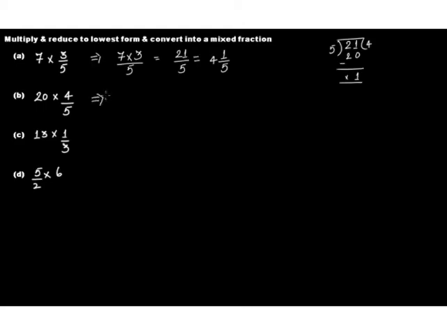This one, 20 times 4 by 5, so 20 times 4 and divide by 5, this will be 80 by 5, and this will give you what? If you try to simplify 80 by 5, the highest common factor of 80 and 5 will be 5. So this will be reduced to 16 divided by 1. Why? Because if the highest common factor is 5, you divide the numerator by 5, you'll get 16. You divide the denominator by 5, you'll get 1. So this is 16 by 1, that is 16 only.